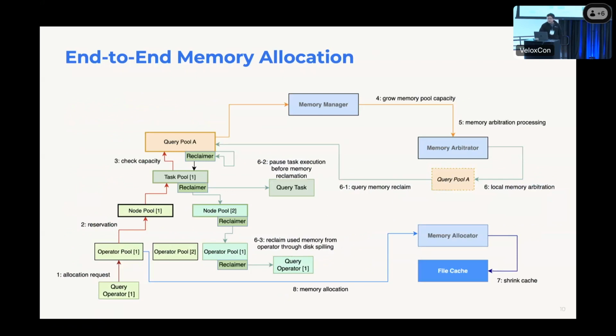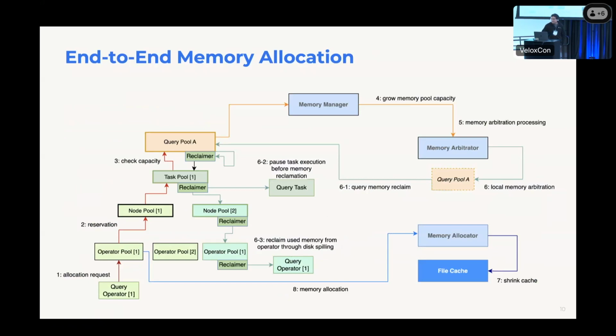On the next slide, we talk about working through the end-to-end memory allocation in Velox. In the bottom left-hand corner, the query operator initiates the allocation request and sends it to the operator pool. Suppose the operator pool doesn't have sufficient available memory, it will send a memory reservation request all the way to the query memory pool. And if the query memory pool doesn't have enough capacity, then the query memory pool will send the memory arbitration request over the memory manager to the memory arbitrator.